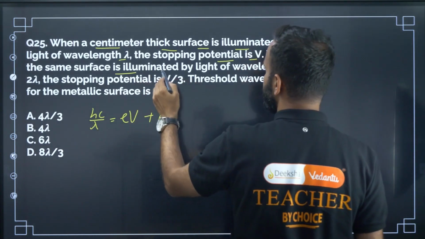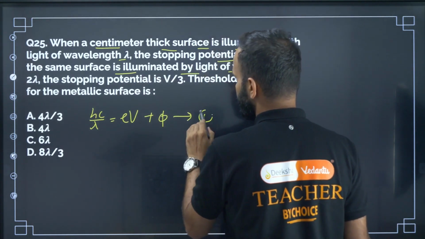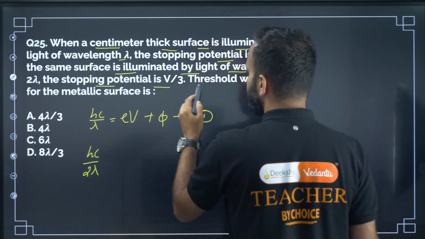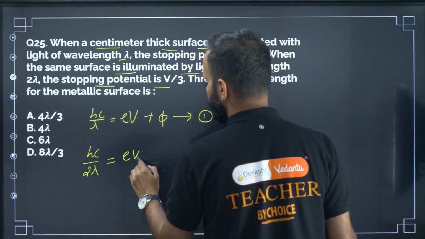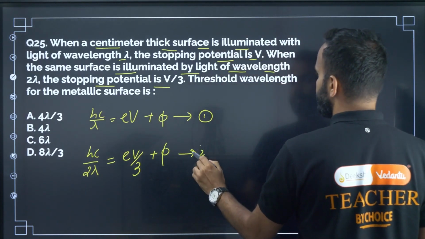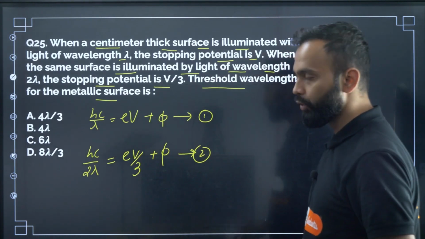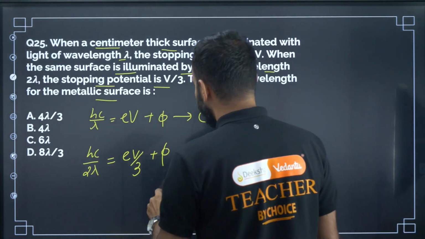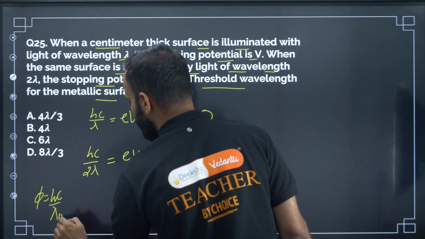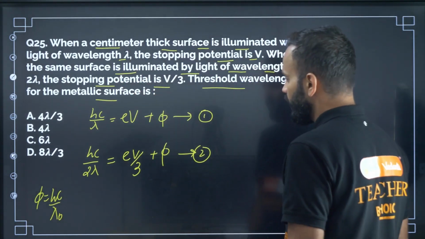Plus work function phi. When the same surface is illuminated by light of wavelength 2 lambda, so this is the first equation. Second equation: Hc by 2 lambda, the stopping potential is V by 3, that is E into V by 3 plus phi. So this is the second equation. We need to find the threshold wavelength for the metallic surface, right? So the work function phi equal to Hc by lambda naught.